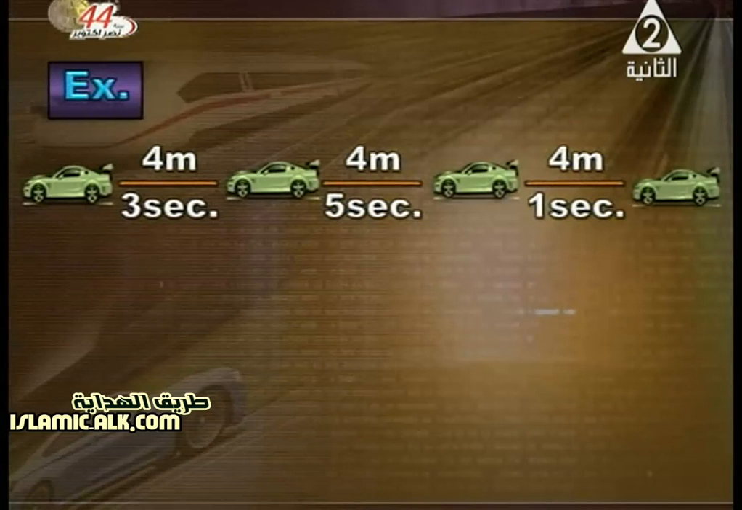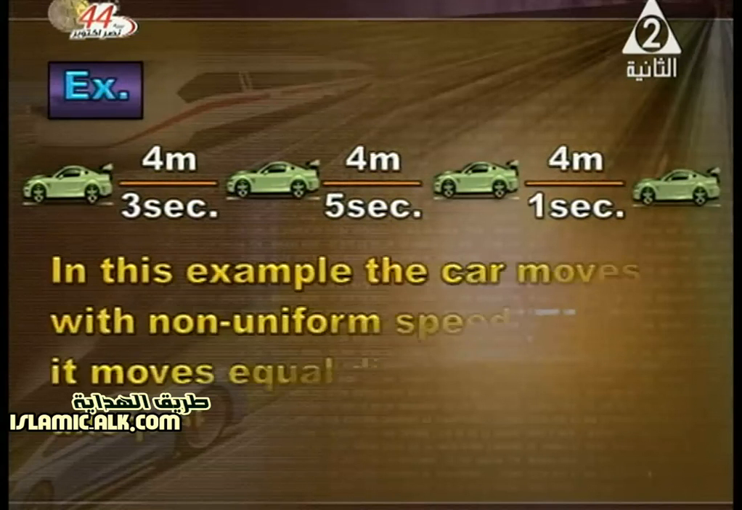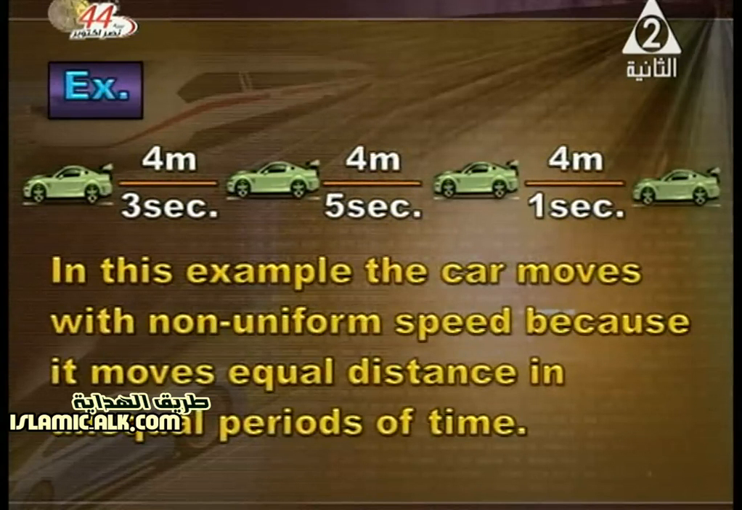This means equal distance but not equal time. Do you know what this means? Good, my dear. It means non-uniform speed. In this example, the car moves with non-uniform, irregular speed. Why? Because it does not move equal distance in an equal period of time. It's an easy and lovely lesson.